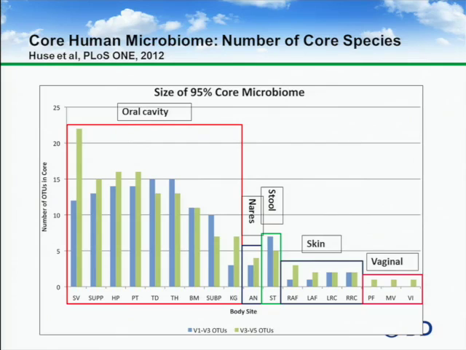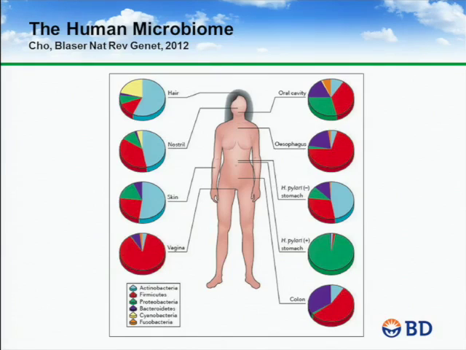If you look at the oral cavity, this is where you see the most core organisms, or organisms shared by all individuals, but still it's only between 20 and 25. Skin and the vagina, the nares, again, less than 5 were found there. So what it tells us is the core microbiome is very small. So we're each very unique as we think about this.